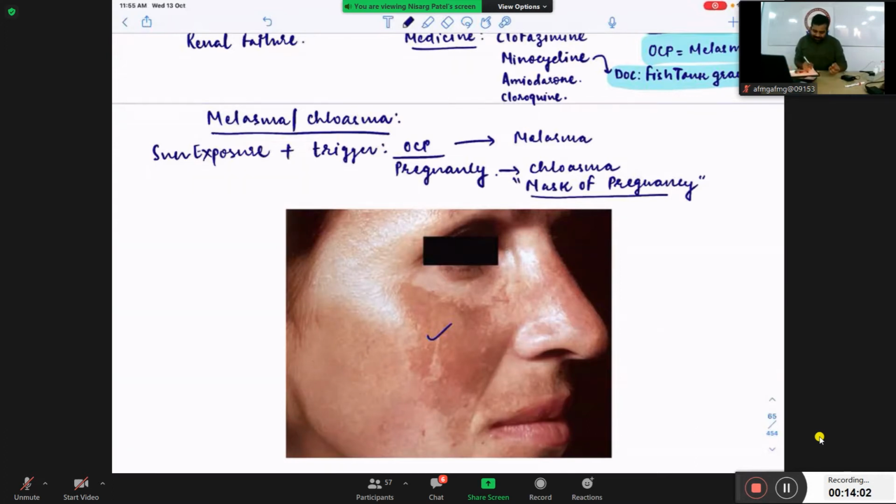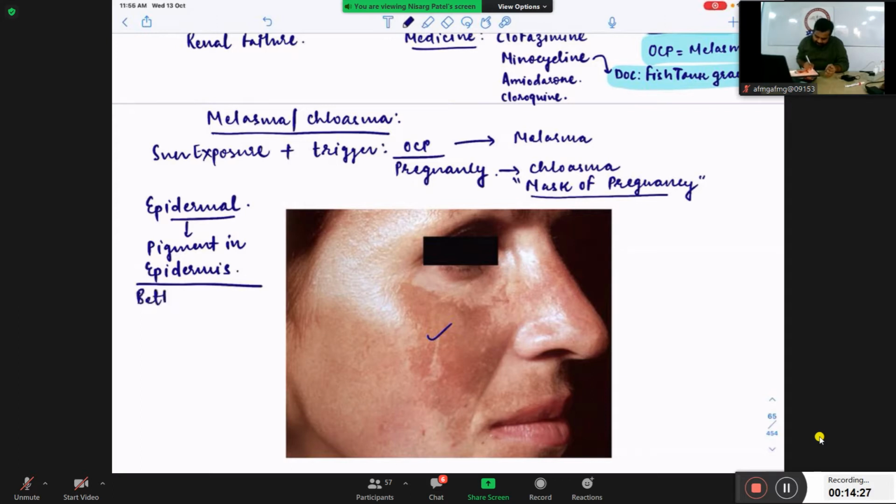This melasma can be of two types. One is epidermal. It can be epidermal, meaning there is increased pigment, but the pigment is only in the epidermis. Because the pigment is only in the epidermis, it has a better prognosis.